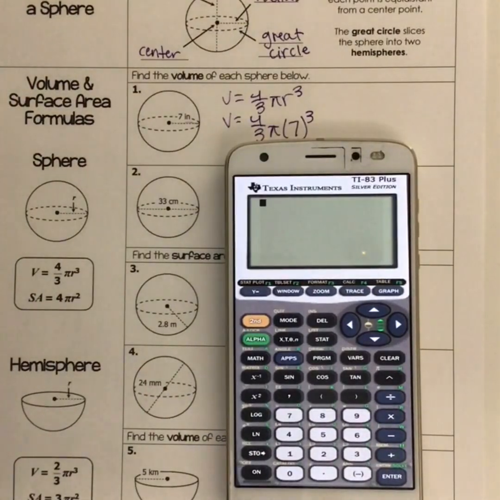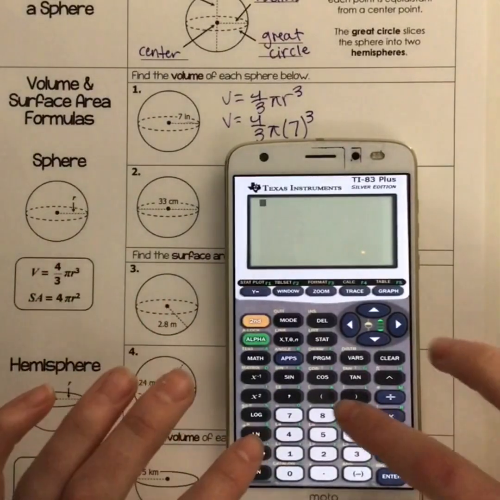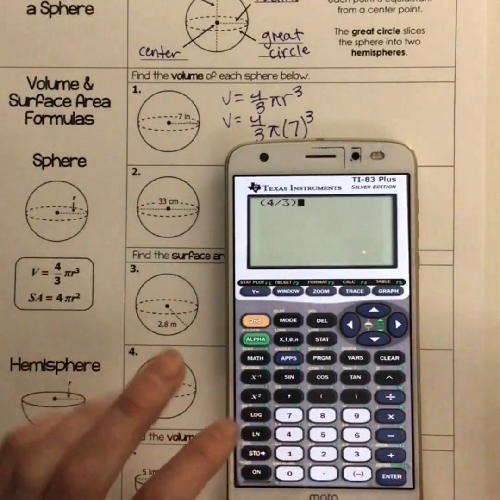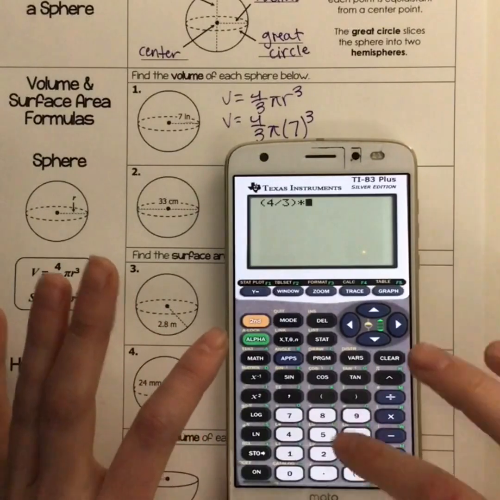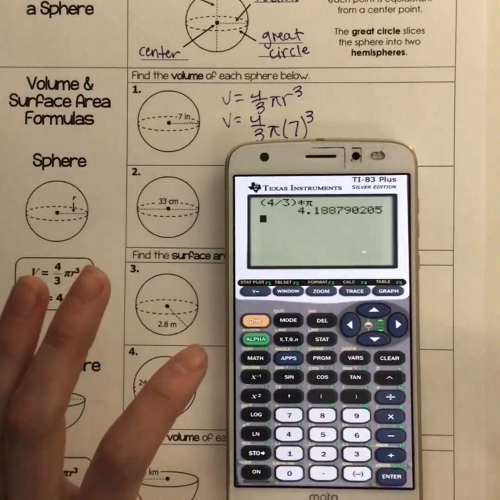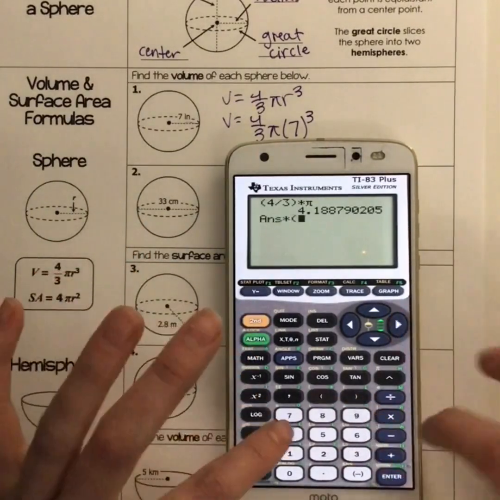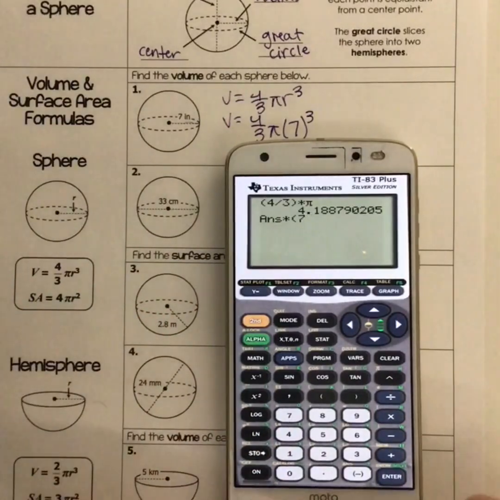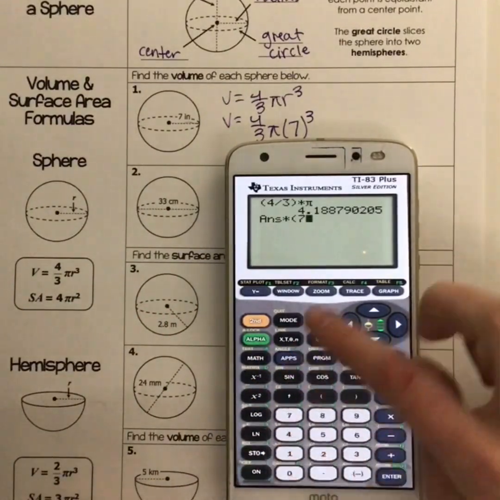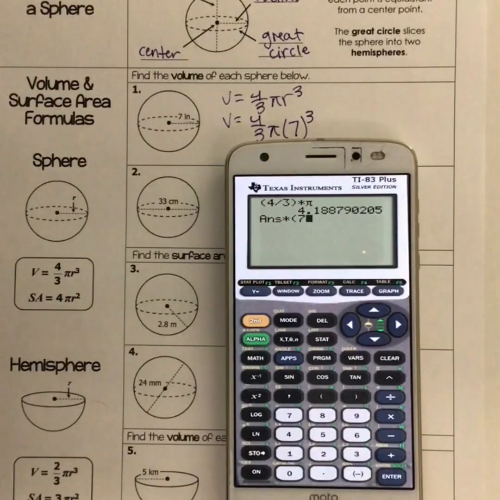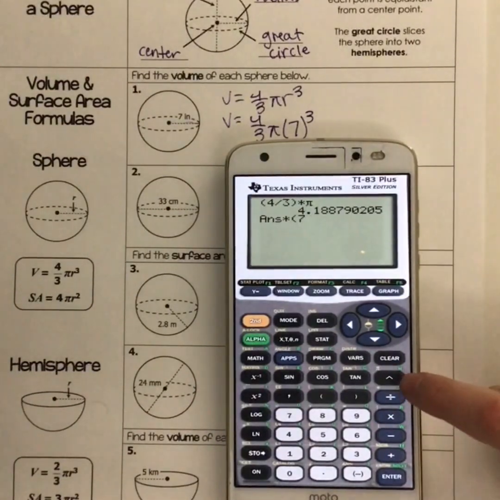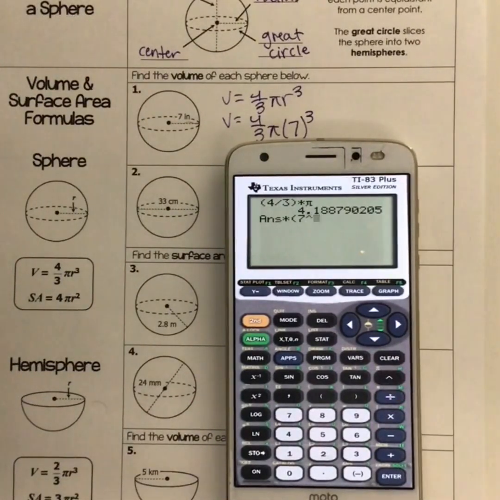A couple of things though with our calculator this time. We need to do a number cubed. So I'm going to do 4 divided by 3 in parentheses times pi, so second pi. And then I need to multiply that by 7 to the third. Now, there's no special button, and there's no second button that will give me to the third power. So I need to use this little caret key, or this up arrow, to the third.